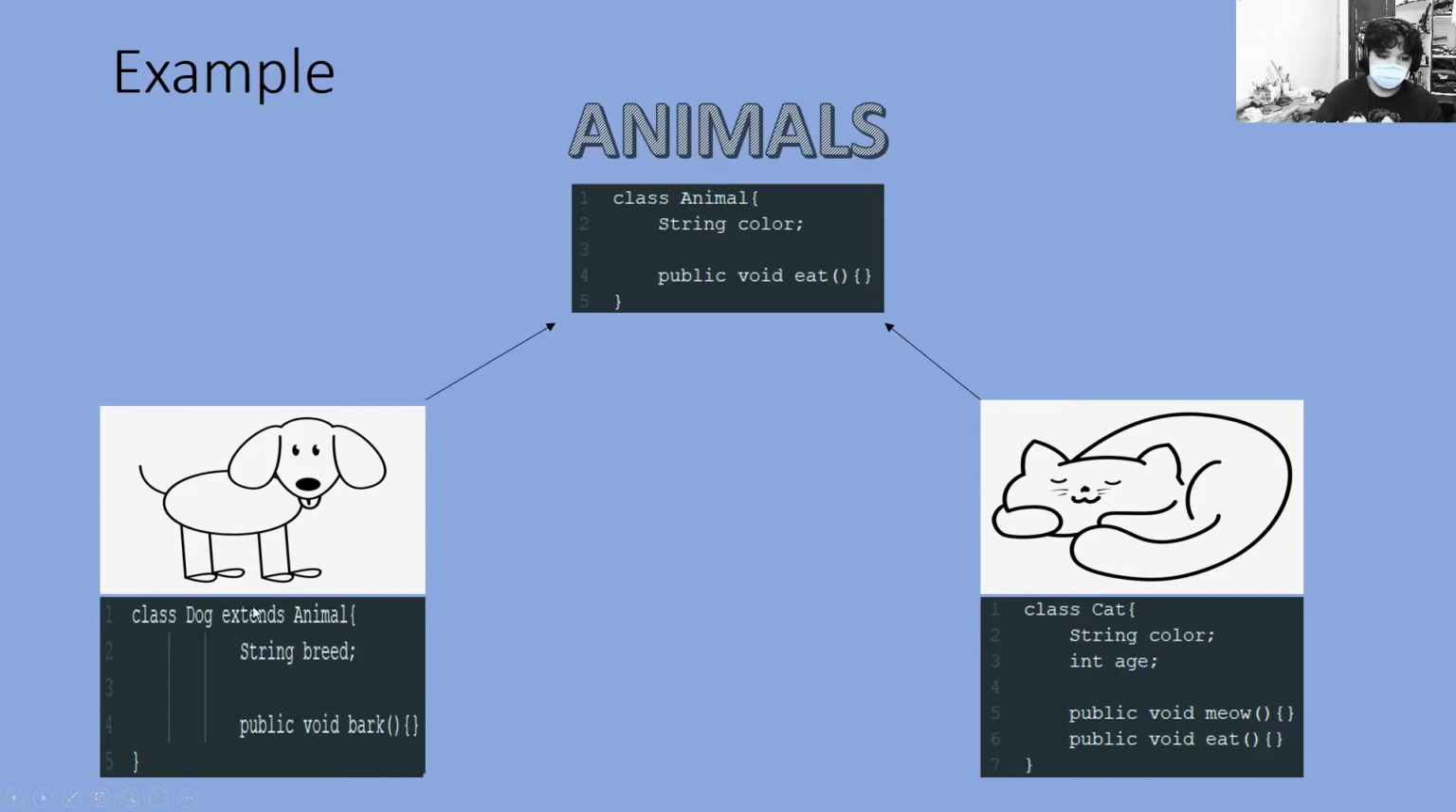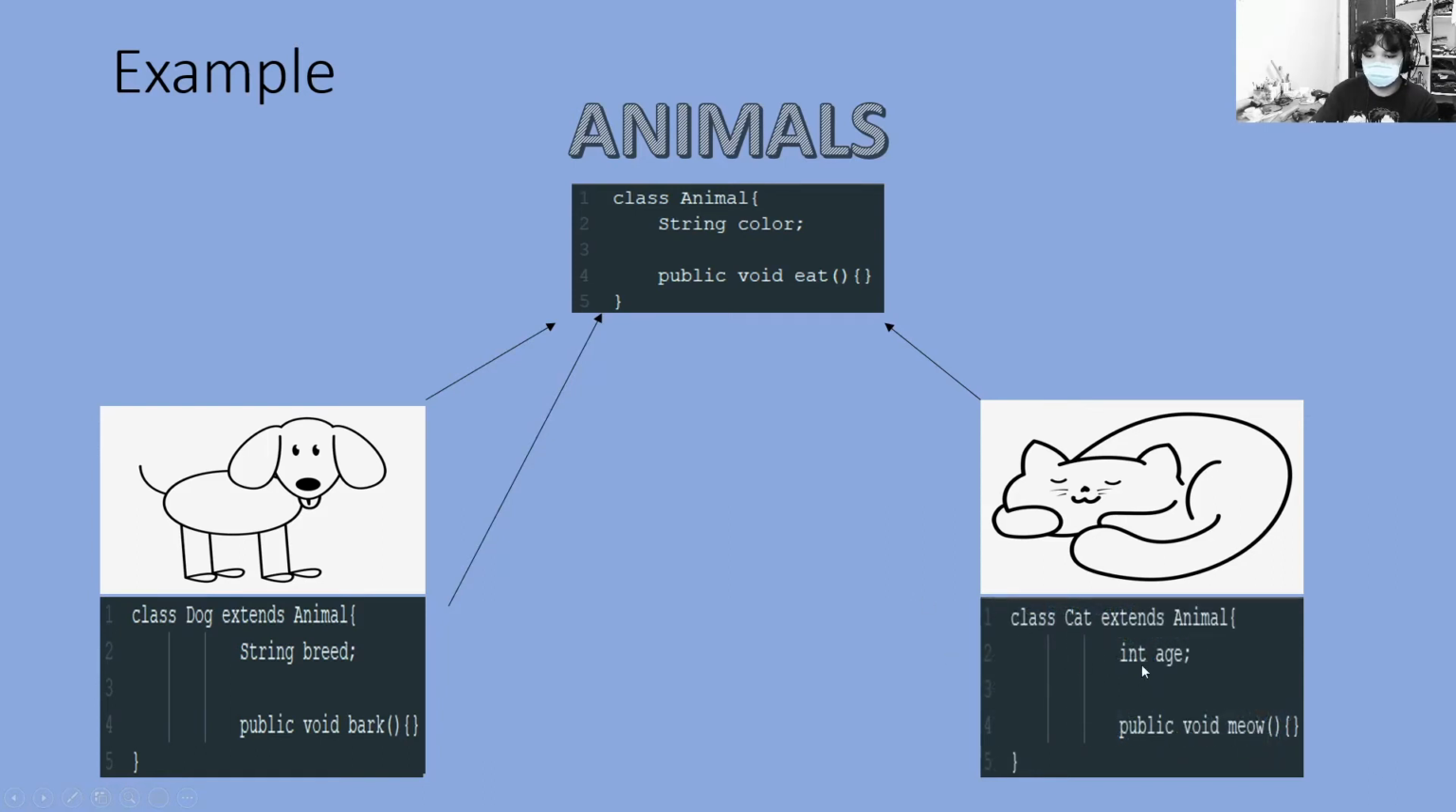So we have a new keyword here. Class dog extends animal. This extends keyword just inherits the animal properties inside the dog class, and the dog class just extends the animal class, just like this. Similarly, we can do this in the cat class. We remove the string color and the eat method, and we are left with int age and meow method. Class cat extends animal. So the properties of the animal class get inherited inside the cat class, just like this.